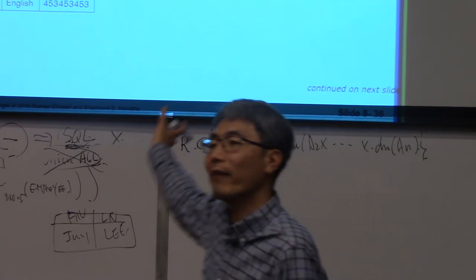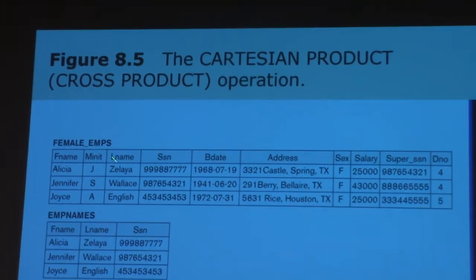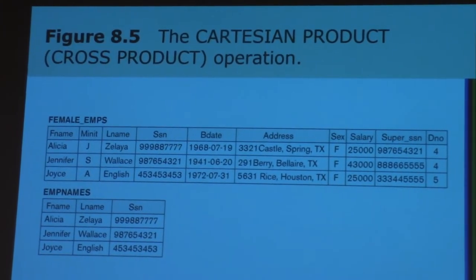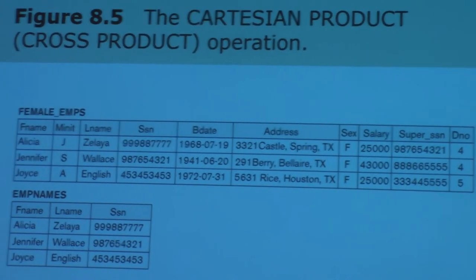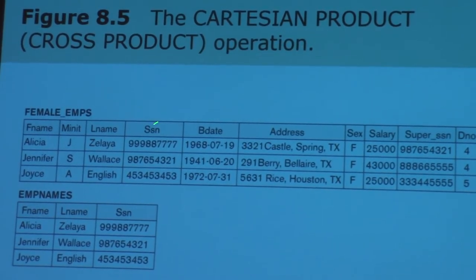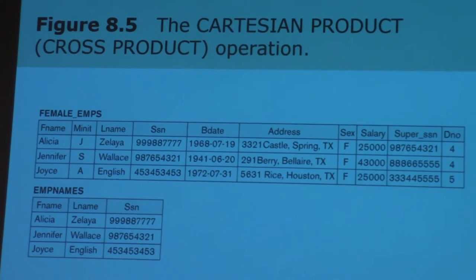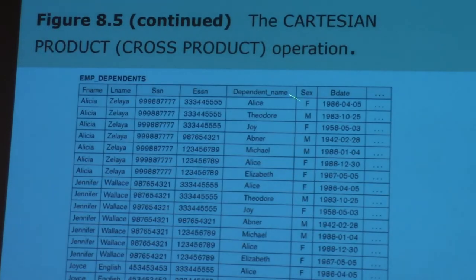For example, in this case we have two relations: one is female employee, another is EMP. What is the Cartesian product of female employee times EMP name? How many tuples? 3 by 3, so 9. How many attributes? 3 plus 3 is 6 attributes in total. Cartesian product just combines all the attributes, even though they are the same, it doesn't matter. That is the Cartesian product.